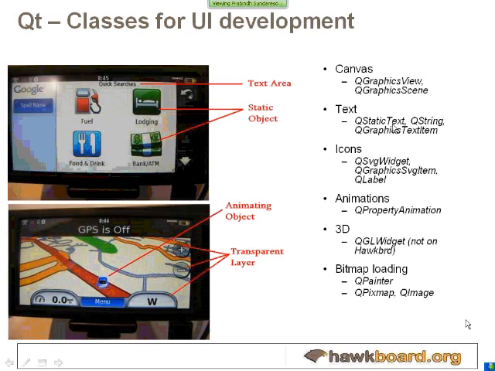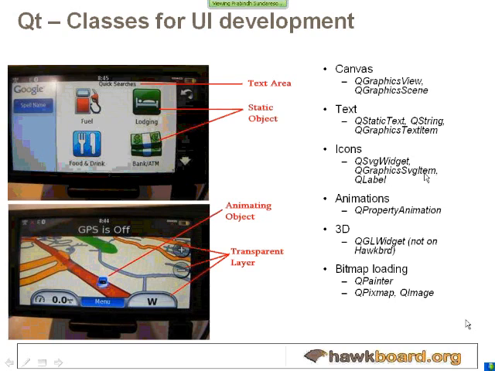For text, you use one of these standard classes. Static text is something that was added in Qt 4.7, which is a more optimized implementation for text items that do not change. QString and QGraphicsItems are for things that change often.